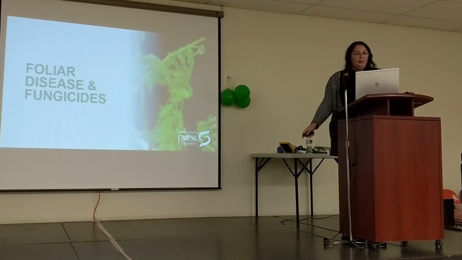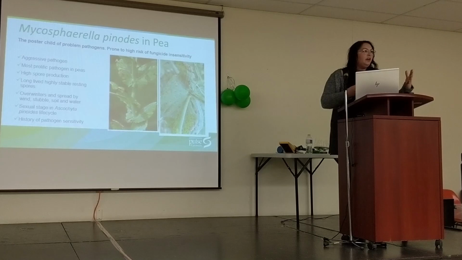Okay. So again, I'm going to start with our larger acre crops, and I'm just going to focus on the biggest, most pressing disease issues foliar-wise in our larger acre pulse crops. And so in peas, the biggest concern right now is actually Mycosphaerella pinoides. So this is actually the problem child of our pea pathogens. It is the sexual life cycle stage of Ascochyta pinoides.